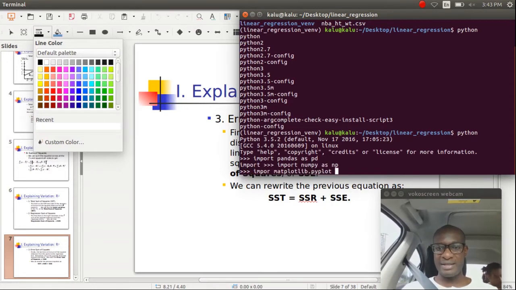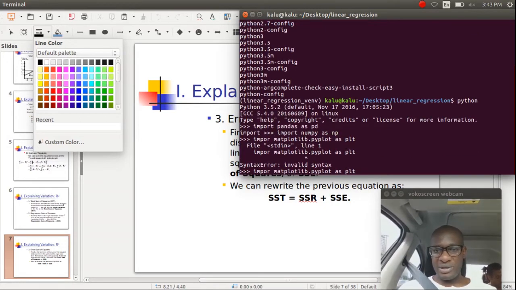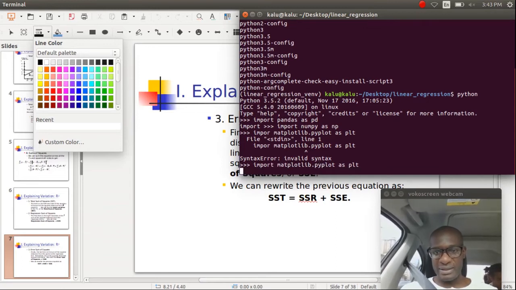matplotlib.pyplot as plt. What did I do wrong about that? matplotlib. Oh, I forgot the T right here. So get our imports right.